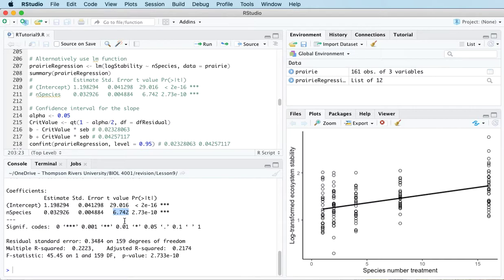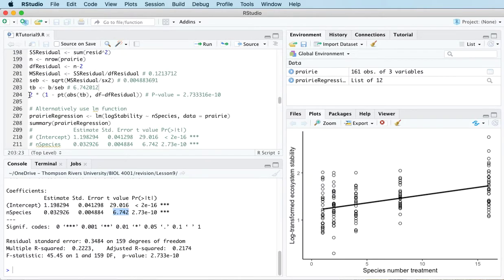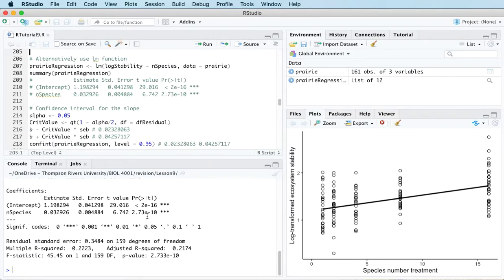Next step, step 3, calculate the p-value associated with that test statistic. We could do that by hand using this code, or we can just read it off the output here. So the two-tail p-value is 2.73 times 10 to the minus 10. A very small number, essentially 0.